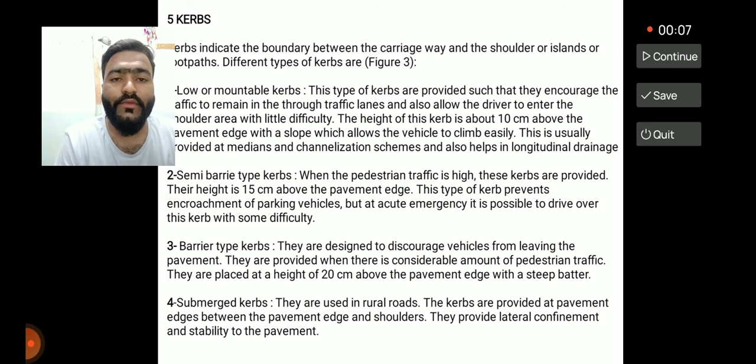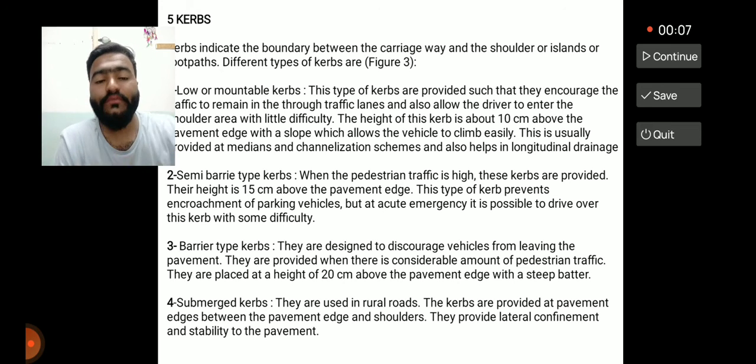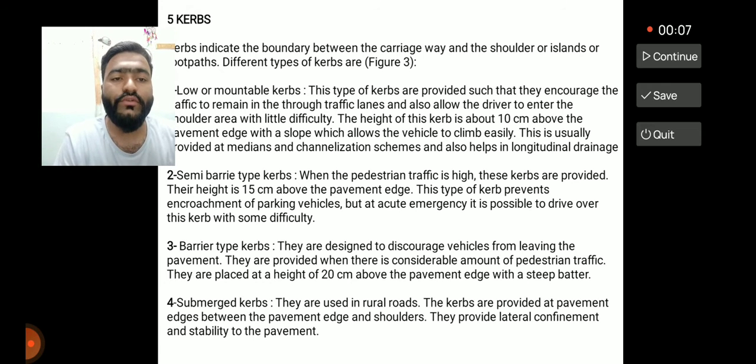This type of curb prevents encroachment of parking vehicles, but in an acute emergency, it is possible to drive over this curb with some difficulty. The next type is the barrier type curb. They are designed to discourage vehicles from leaving the pavement. They are provided when there is a considerable amount of pedestrian traffic. They are placed at a height of 20 cm above the pavement edge with a slip pattern.